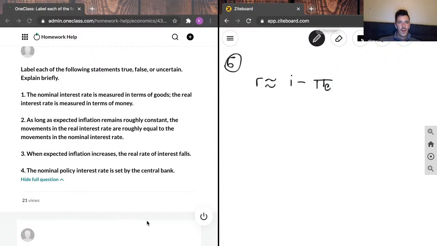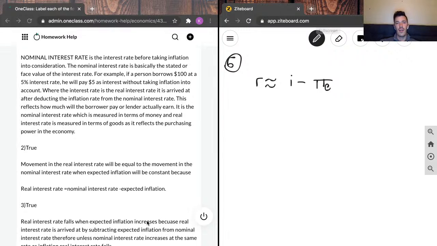Statement 2: as long as expected inflation remains roughly constant, the movements in the real interest rate are roughly equal to the movements in the nominal interest rate. Our junior tutor said that is true. So they've written that movement in the real interest rate will be equal to the movement in the nominal interest rate when expected inflation is constant, because real interest rate equals nominal interest rate minus expected inflation. So basically what this is saying is that our expected inflation is equal to 0. When that happens, the real interest rate is roughly equal to the nominal interest rate.